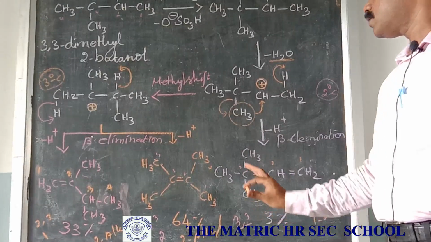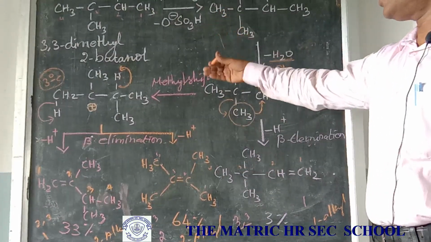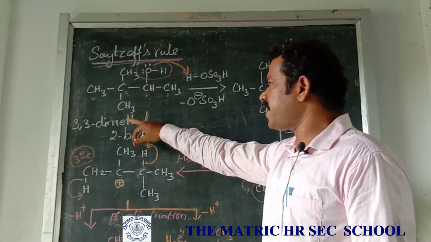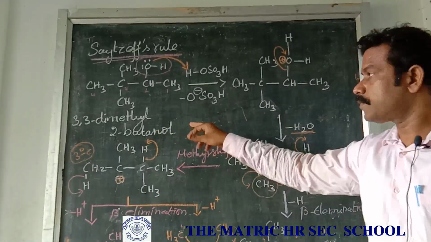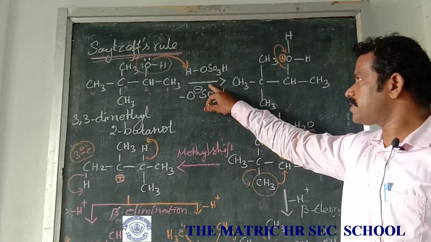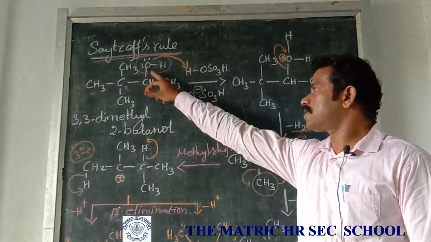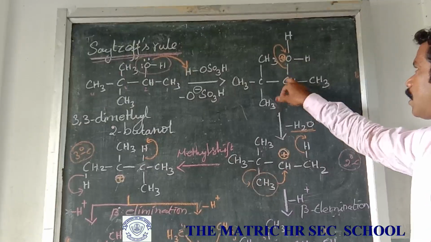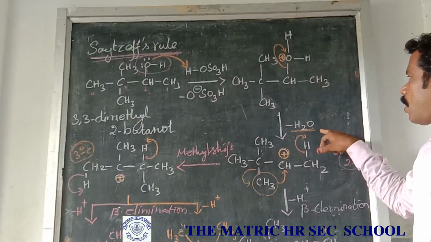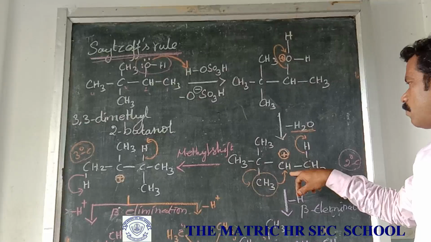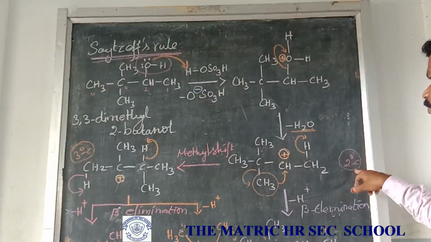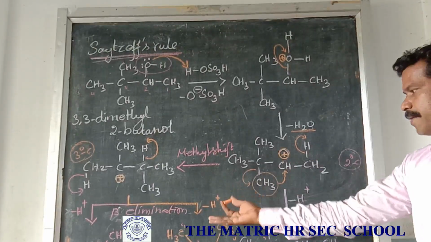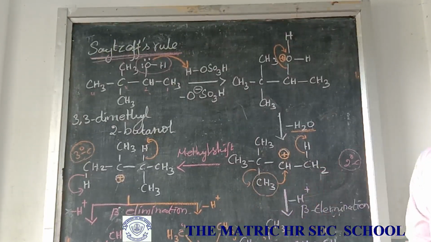I will repeat these reactions. Saytzeff's rule is a very important reaction. I will take the 3,3-dimethyl-2-butanol compound. This compound is added to sulfuric acid. First the hydrogen atom is accepted by the oxygen, giving an unstable compound. The oxygen accepts the electrons and leaves as water. We get a carbocation, which is secondary in nature. The secondary carbocation produces 3 different types of olefin products.